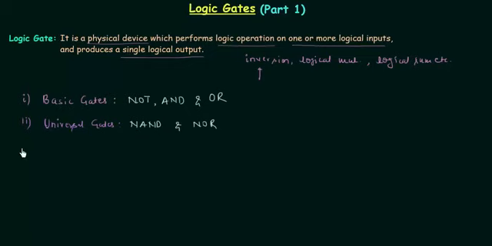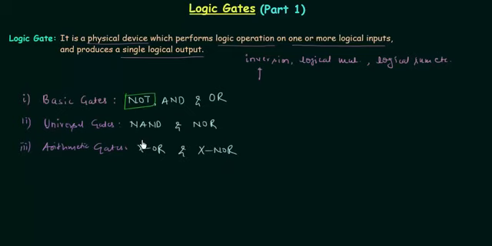The last group is arithmetic gates. And in this group also we have two gates. First one is XOR and second one is XNOR. We call them arithmetic gates because we use them in arithmetic operations. We will discuss all these gates one by one, and in this presentation we will start with NOT gate.